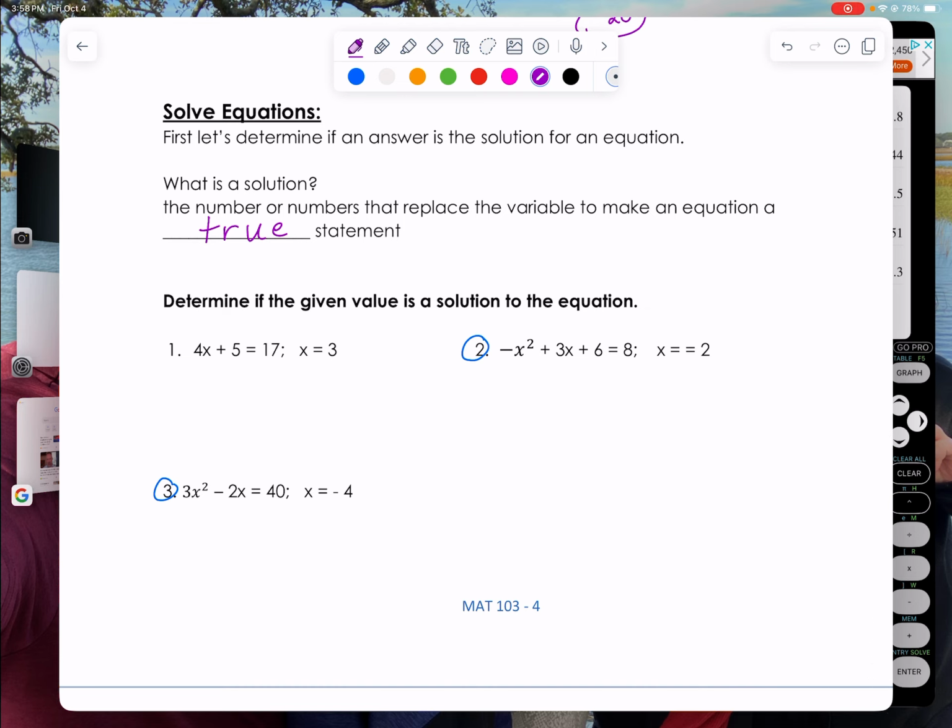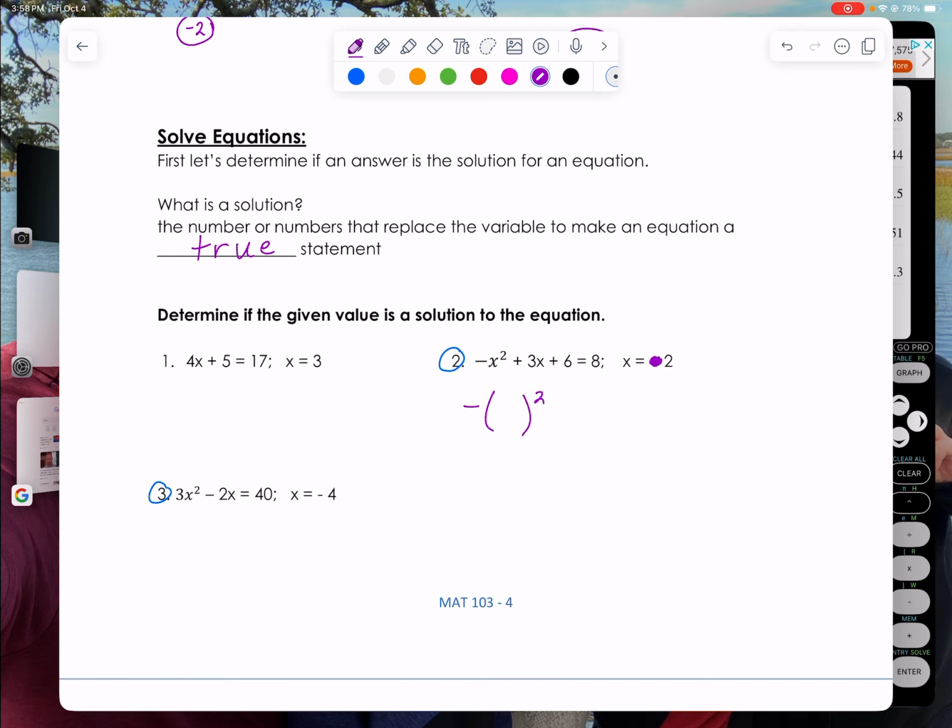They're asking, is x, the answer that they've given in number 2, the x is, that's supposed to say a regular 2. It had 2 equal marks. Sorry about that. Okay, so it says negative x squared plus 3x plus 6 equals 8. They want to know if it is a solution. So let's plug it in. All right, so I had a negative something squared plus 3 times something plus 6 equals 8. So I'm going to plug in just my 2 value. So I'll plug in a 2 in both places where the x was, and then I simplify.